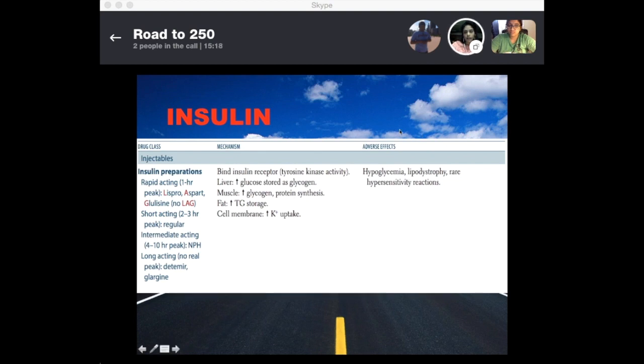And then adverse effects, you have to be careful with insulin, as it can really throw a patient into hypoglycemia much easier than oral hyperglycemics. These patients also get lipodystrophy. Does anybody actually know what that kind of looks like or can be described as?